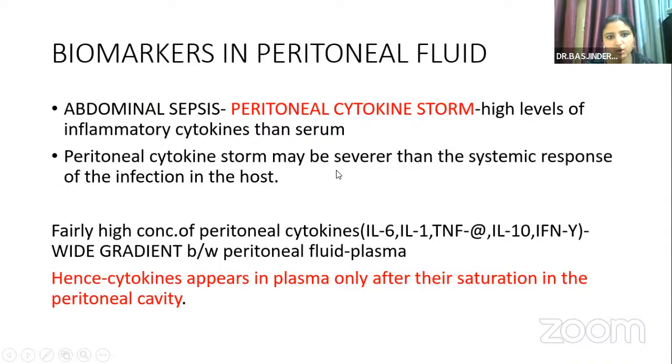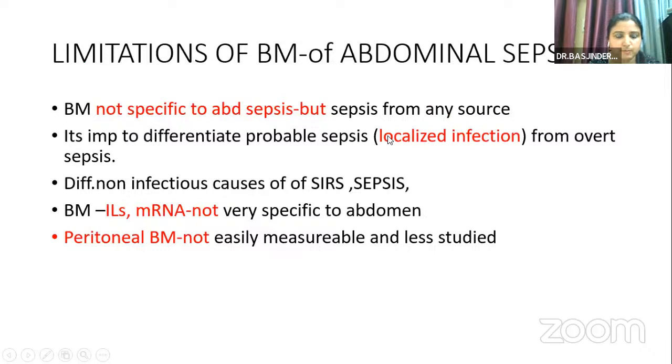So there is something called peritoneal cytokine storm. What studies have shown is that there is a fairly high concentration of all these cytokines in the peritoneal fluid itself. Even when the plasma has low values, there can be much higher concentrations in the peritoneum. So a gradient is formed between the peritoneal fluid and plasma. But only when there is saturation inside the peritoneal fluid of these biomarkers do they then go to the plasma. Hence cytokines appear in the plasma only after there is saturation in the peritoneal cavity. So peritoneal fluid can be a good source to judge the biomarkers.